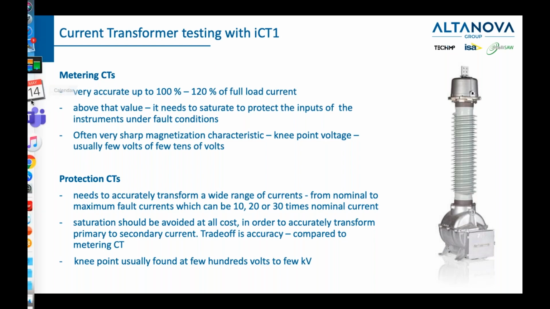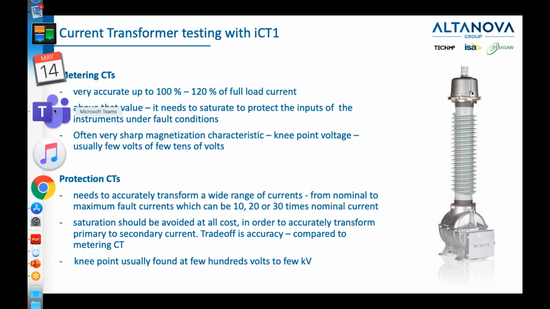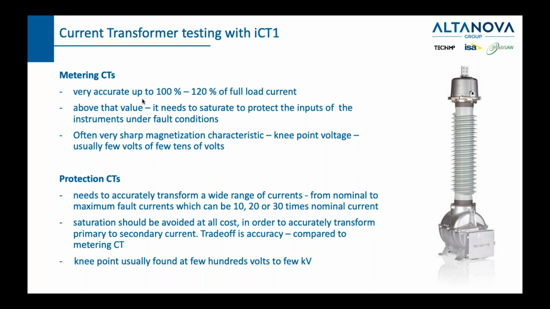For a metering CT, you have to be very accurate. Metering CTs are used to measure the amount of current which was consumed by the user, and that's why we talk about accuracy levels of 0.1, 0.2, 0.5, maybe 1%. So they're quite accurate. While if we talk about the accuracy of a protection current transformer, it's 1, 3, maybe 5%. It's not so accurate. Also, metering CTs above the nominal value need to saturate in order to protect the inputs of the instruments under fault conditions.